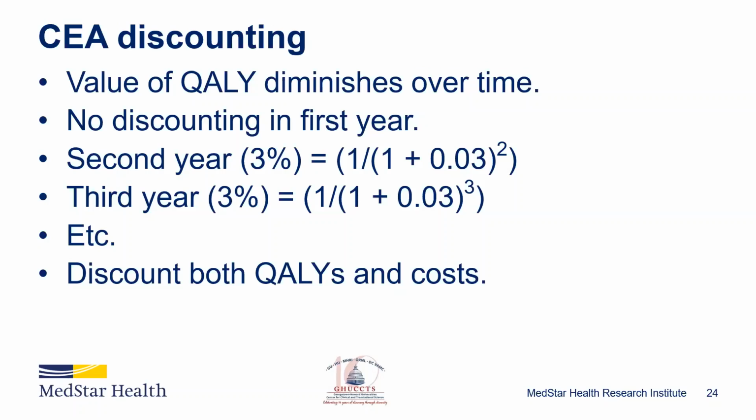in the first year we don't discount at all, but in the second year we'd start to discount. And so discounting is calculated. In this case, I'm discounting 3%. So this is what it would look like, 0.03 being the discount percentage, and then it's raised to whatever year we're assessing. So this would be the discount in the second year, this would be the discounting in the third year, and so on. And we discount both qualities and costs in our cost effectiveness study.